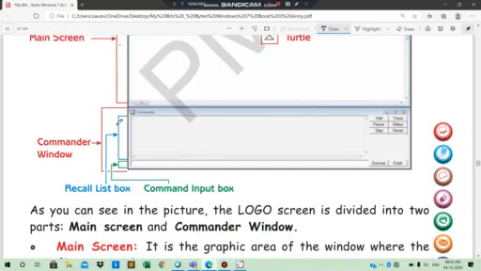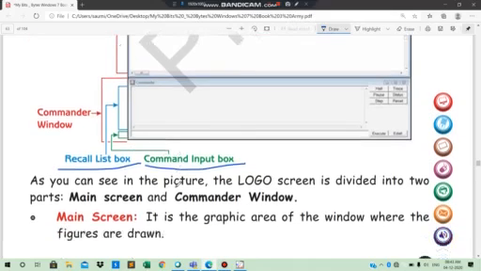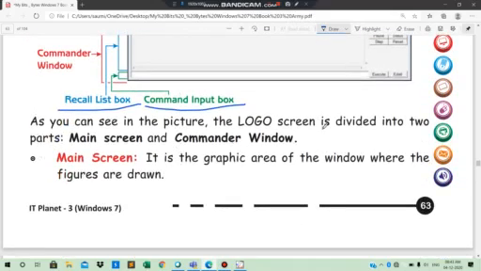And look, the commander window is again divided into two parts. A recall list box and a command input box. Okay, these are the two parts. As you can see in the picture, the logo screen is divided into two main parts. First is the main screen and the other one is the commander window.